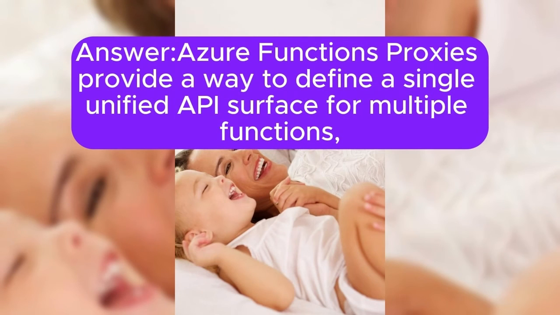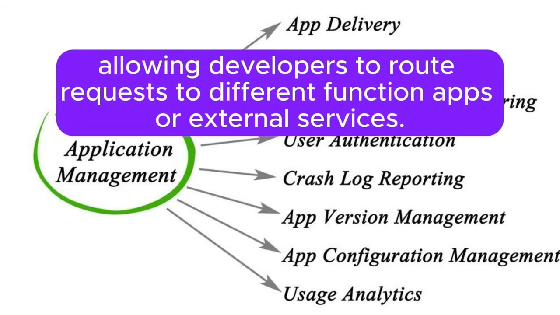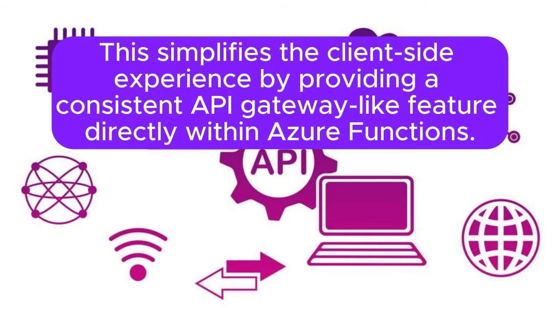50. What is the role of Azure Functions proxies? Answer: Azure Functions proxies provide a way to define a single unified API surface from multiple functions, allowing developers to route requests to different function apps or external services. This simplifies the client-side experience by providing a consistent API gateway-like feature directly within Azure Functions.